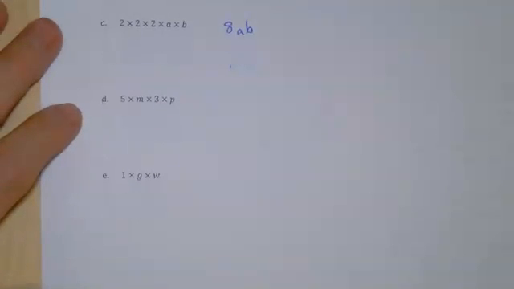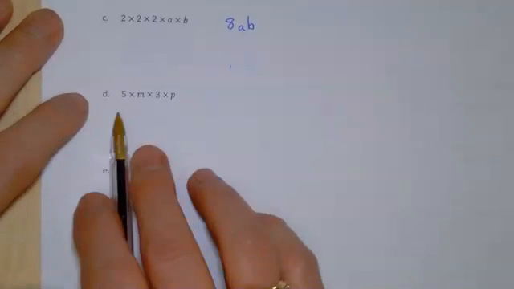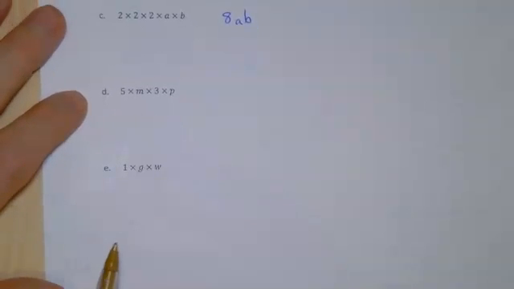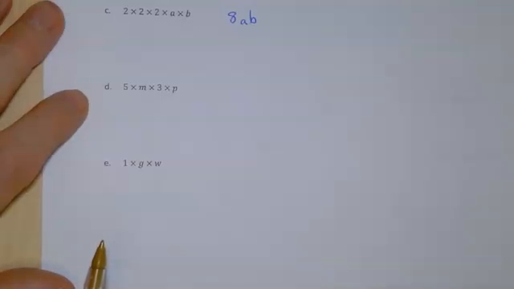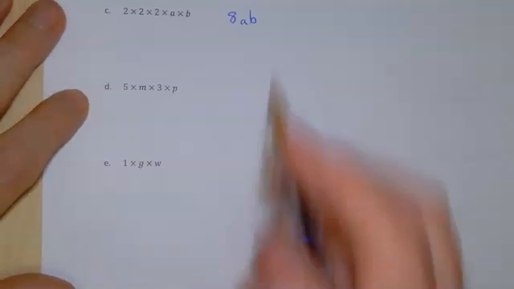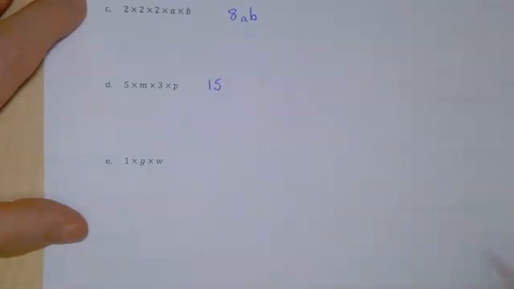Okay, here's one a little bit different. Take a look at this one carefully, Aiden. What do you think we're going to do with this one? What numbers can I combine? 5 and 3. So what is 5 times 3? 15. And Aiden, what do I do with those two letters? Yep, just put them right next to it. It means 15 times M times P.